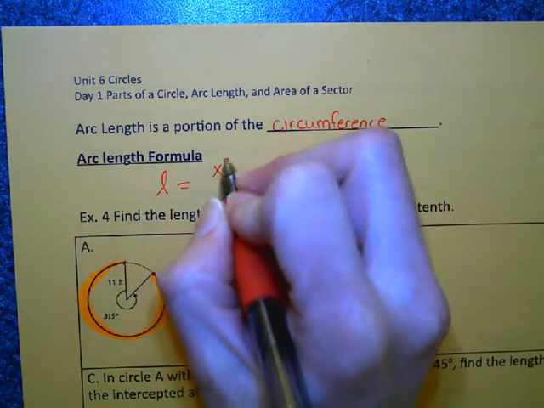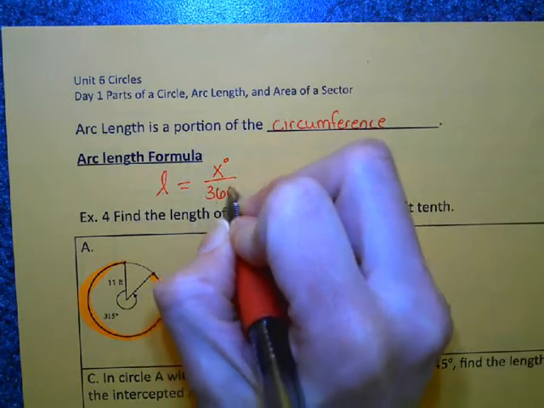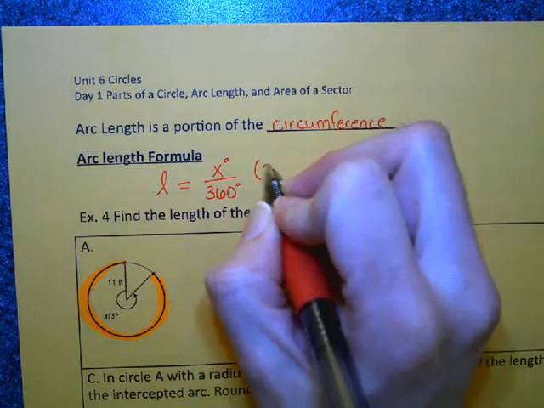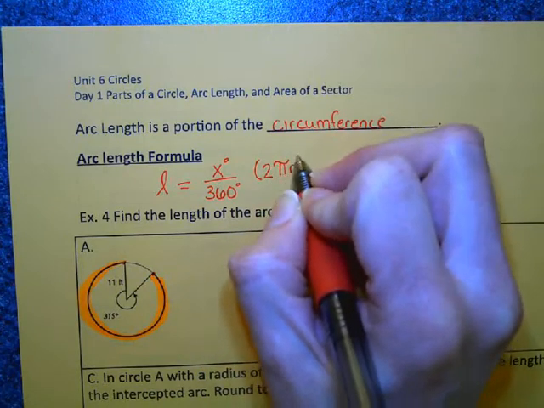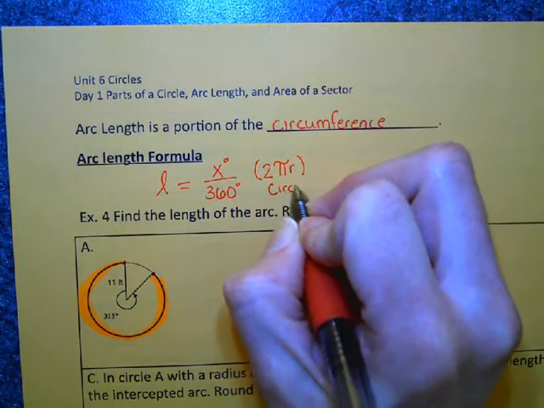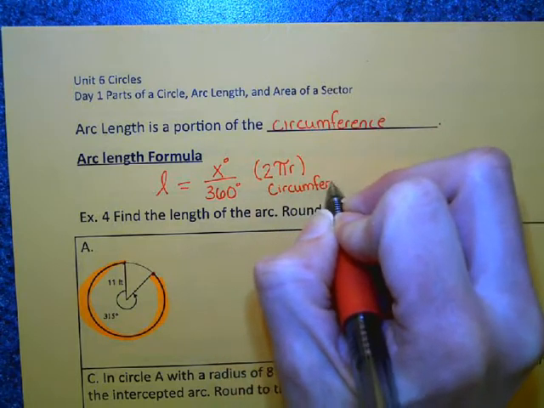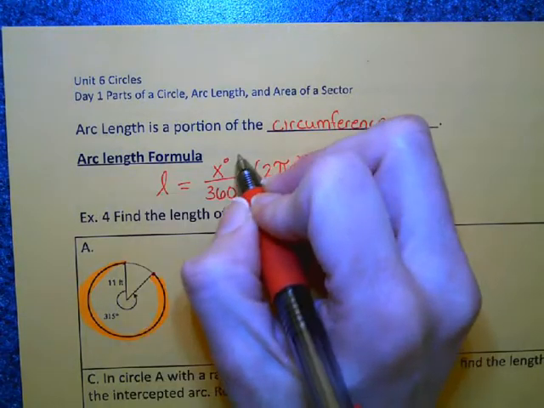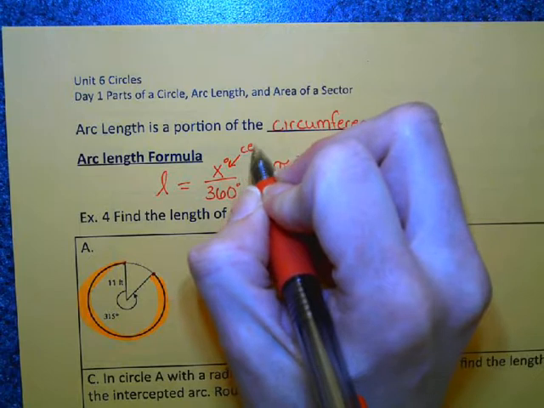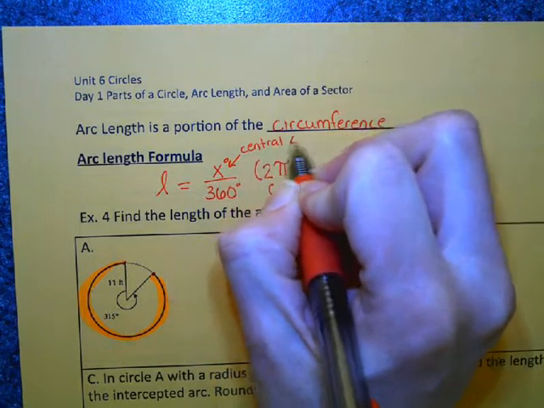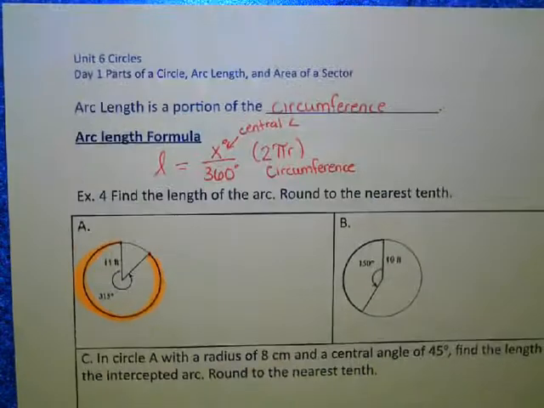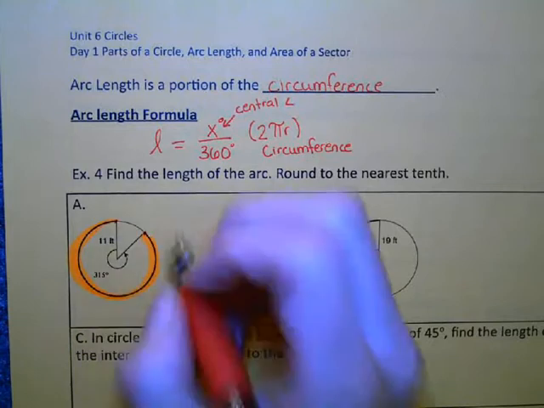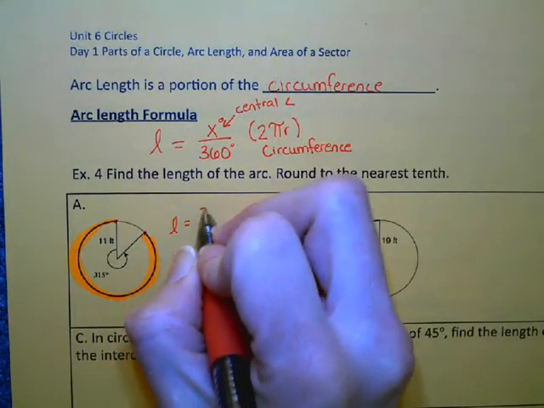Arc length formula is this fancy looking cursive L equals x degrees over 360, because it's a fraction of the circle, times your circumference, which is 2 pi r. That fraction you are looking for, this angle here, x degrees, is called the central angle. In this case, our central angle they drew was 315 degrees.